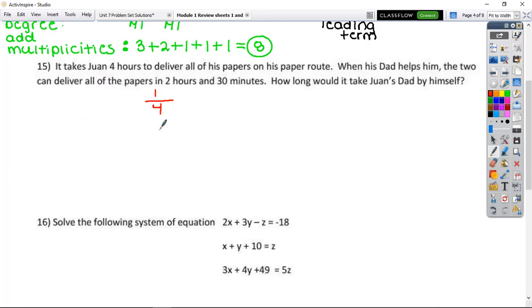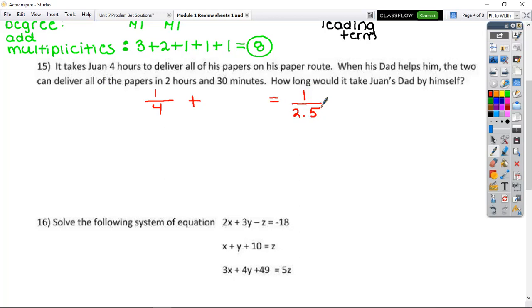When his dad helps him, so he's working together with his dad, the 2 of them together can deliver all the papers in 2 hours and 30 minutes. So together, they have the 1 paper route, and they're going to accomplish it in 2.5 hours. How long is it going to take Ron's dad by himself?